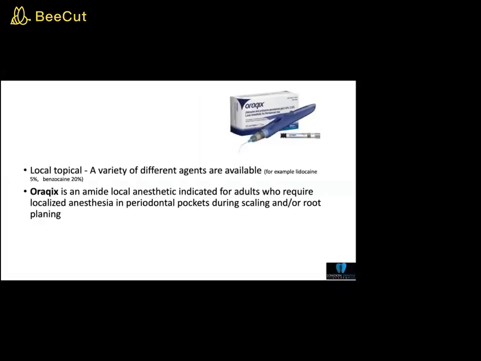Something that a lot of hygienists use, I don't know how many of the periodontists use it, is a topical anesthetic, which doesn't need to be injected, so it can be deposited on the mucous membrane. You can use, for example, lidocaine with benzocaine. Oraqix is dispensed in a little pen type nodule. Again, it's very useful for surface topical analgesia, root planing.